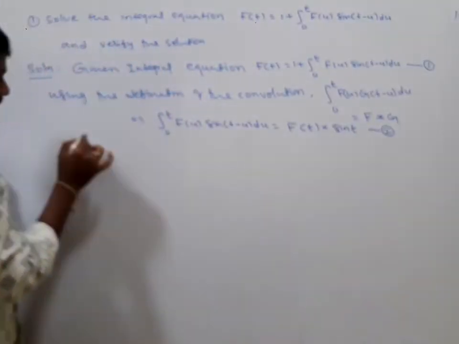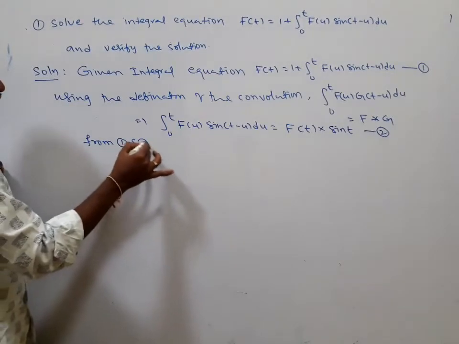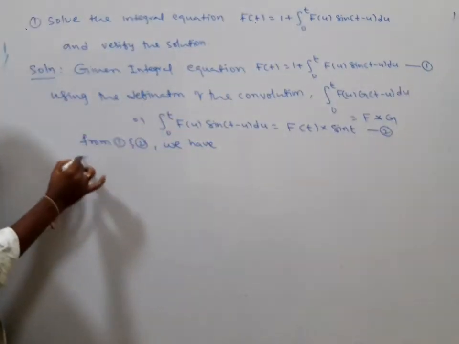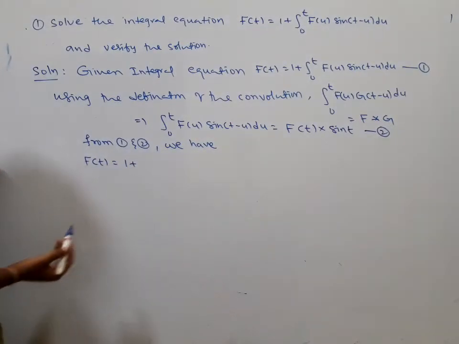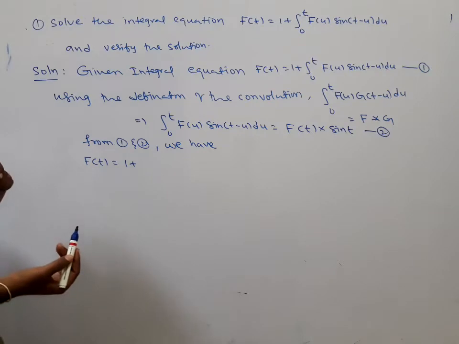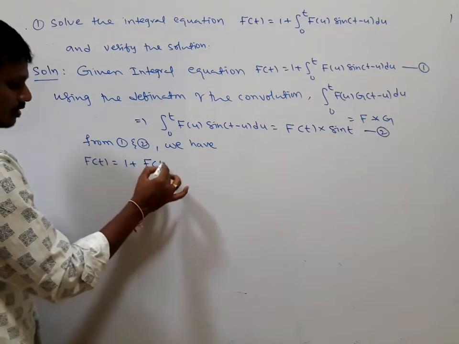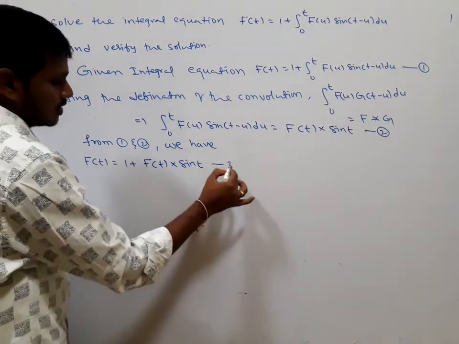From 1 and 2 we have f(t) = 1 plus, where the integral from 0 to t of f(u) sin(t − u) du is replaced by f(t) convolved with sin t. Is it clear? Say this is equation number 3.